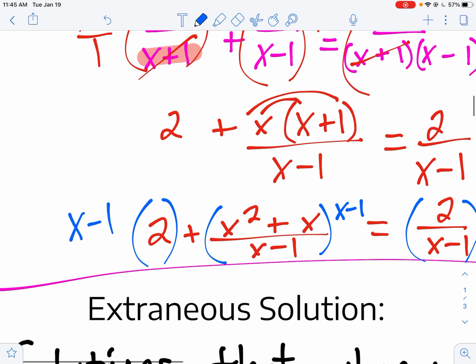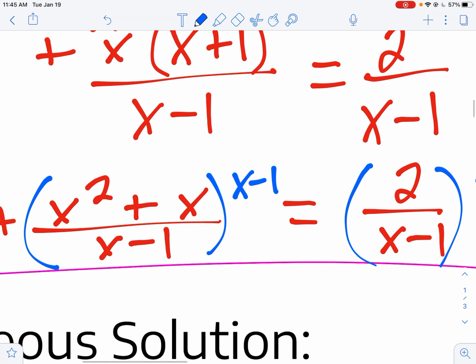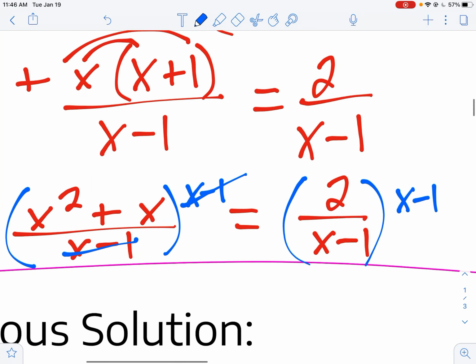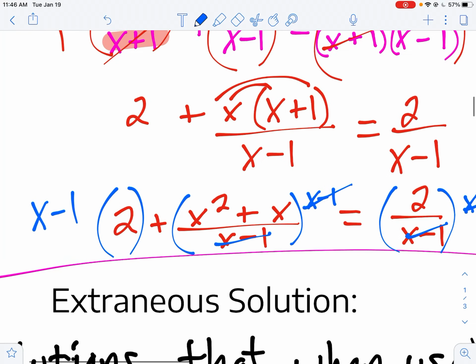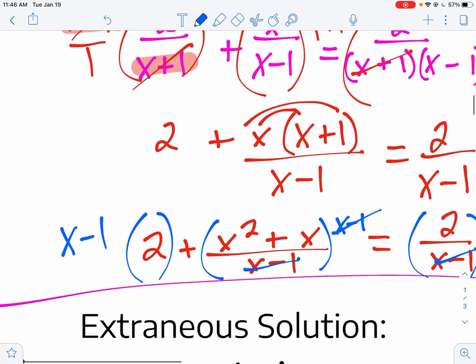Alright, so let's do this out. Hey, right here, x minus 1, these cancel out. I like that. Guess what? Cancels out here too. Does not cancel out here at the beginning, so I'm going to actually have to distribute. 2 times x, 2 times negative 1.